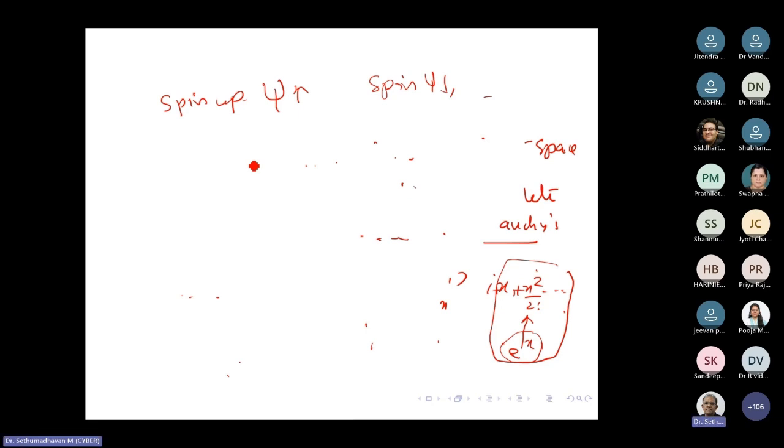I can say spin up is like in this form, psi of x2, psi of x1, a two-dimensional space. Similarly, spin down is another two. So there is always a possibility that a two-dimensional Hilbert space is enough for us to explain it.